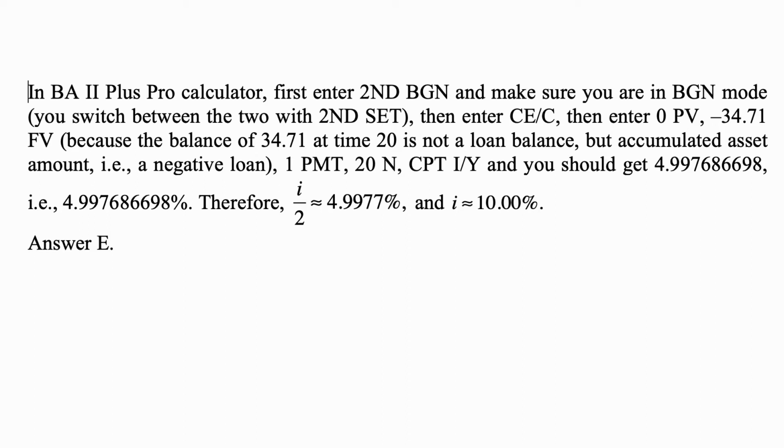And you should get approximately 4.9976866698, which is 4.9976866698%. So that's I over 2, and we double it to get I, and it's almost exactly 10%, which is answer E.